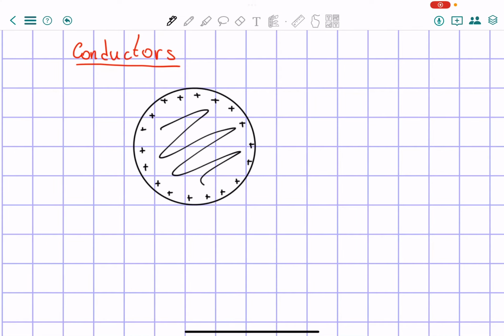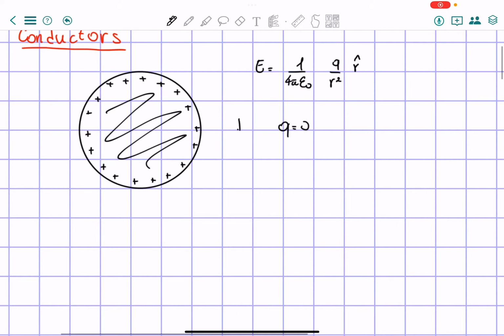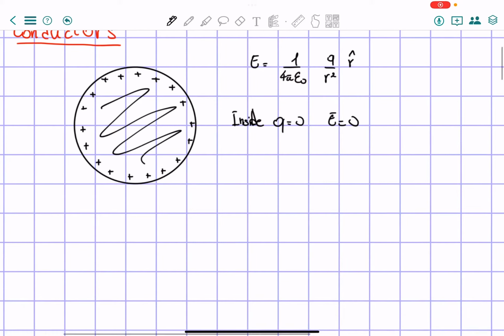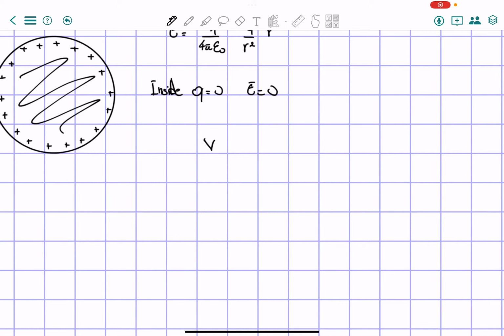since we said there is no charge, we know that the electric field, which is 1 over 4 pi epsilon naught q over r squared in our direction, since q is equal to 0 on the inside, we can see the electric field will be 0 on the inside. And this also means that since the divergence of the electric field is equal to rho over epsilon naught, since we know that E, the electric field, is equal to 0, then rho is also equal to 0. That's a direct consequence of the electric field being 0.